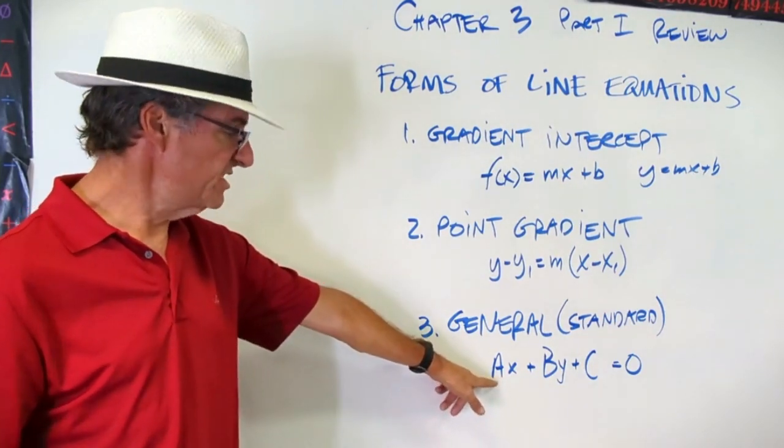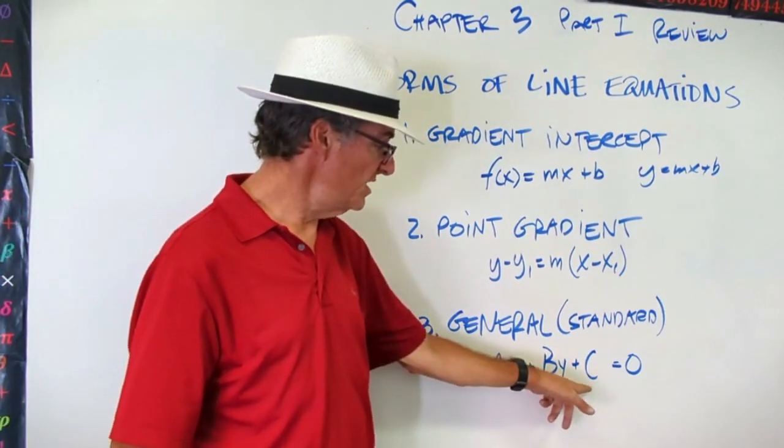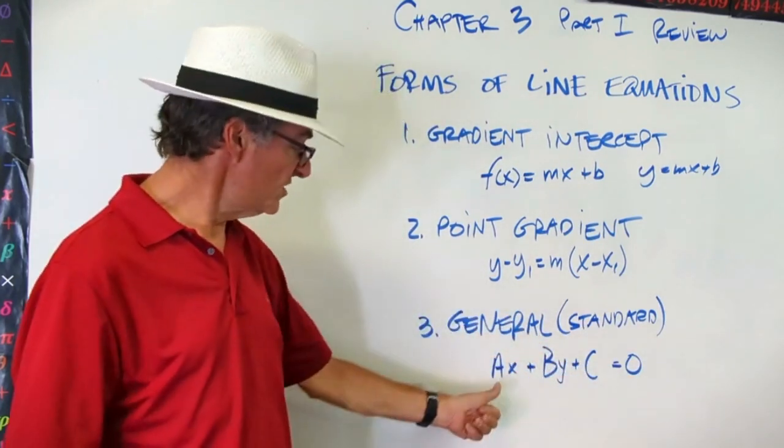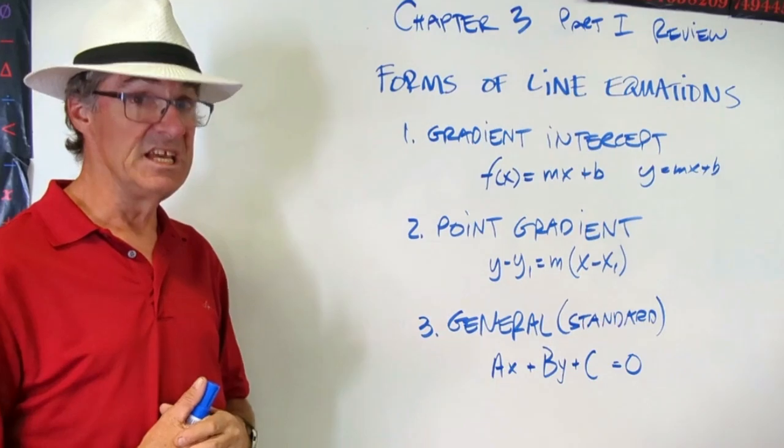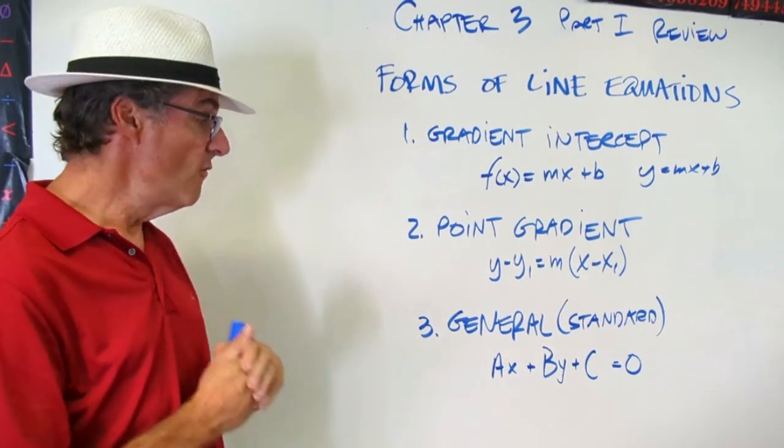General form is this way. Ax + By + C = 0. And you'll notice that my letters are uppercase. That indicates that they have to be integers, all of them, no fractions.